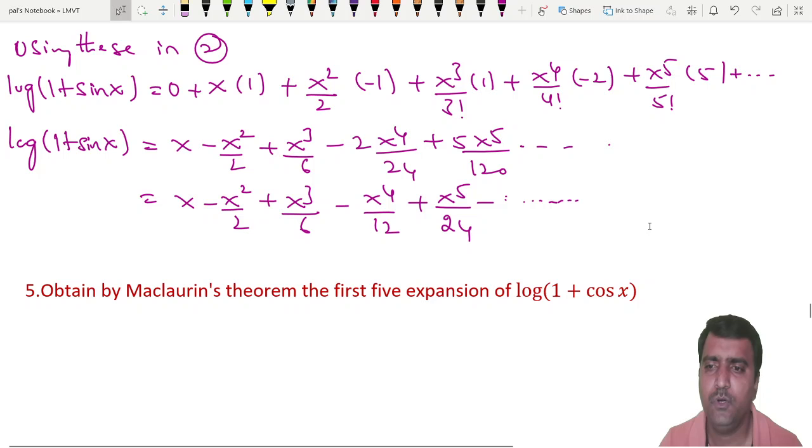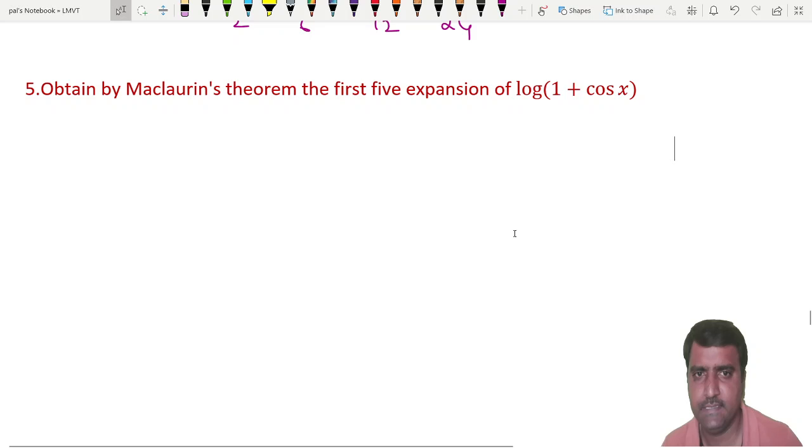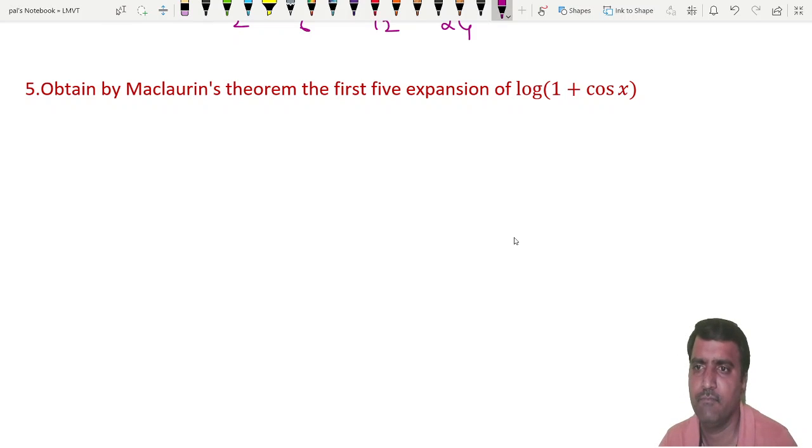Yes, one more problem on Maclaurin's theorem is log of 1 plus cos x. Log of 1 plus sin x and log of 1 plus cos x seem to be similar, but they are different. First you write the given function, y is equal to log of 1 plus cos x. Let us see how we can simplify this. So y is equal to log of 1 plus cos x. You take it as 1.